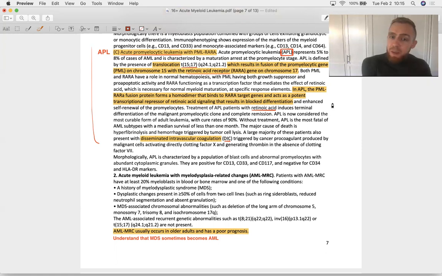So if cells get blocked from differentiating and they have to stay as blasts, again, cancer is right down the road. It's intuitive because a blast is dividing, and it's just a probability function. It's odds. You're going to get cancer eventually. So how do we treat APL?